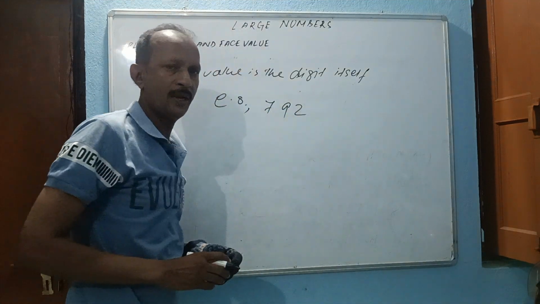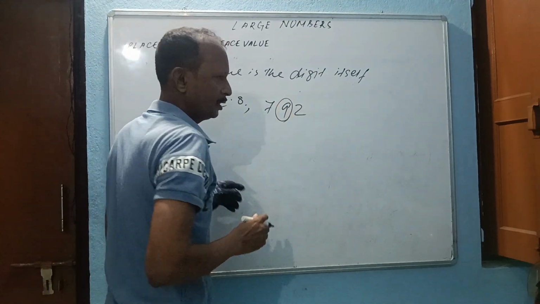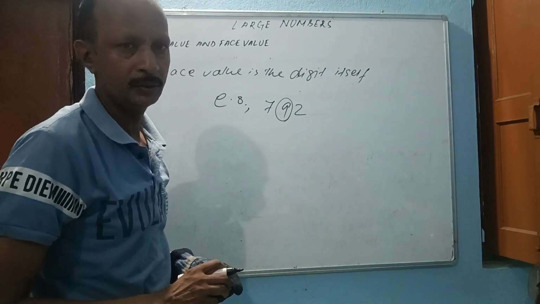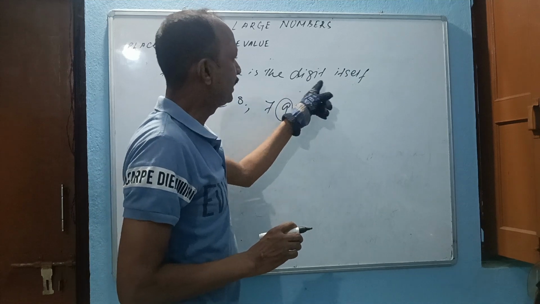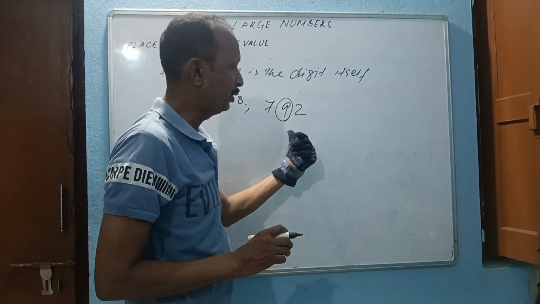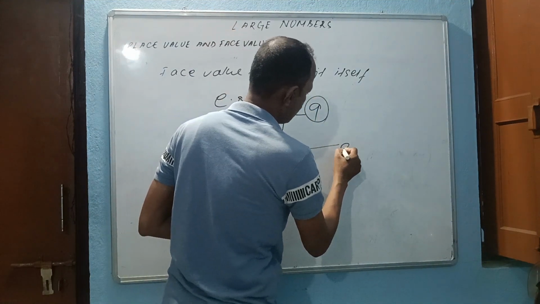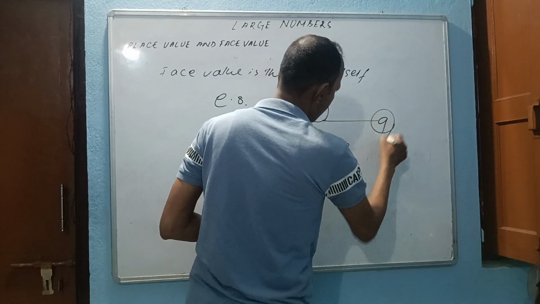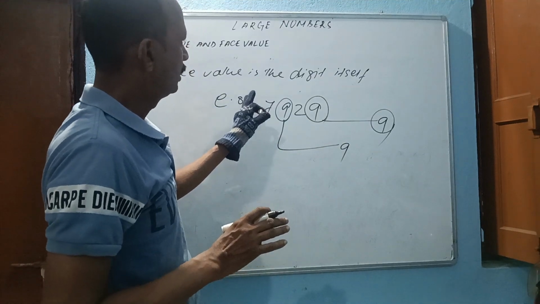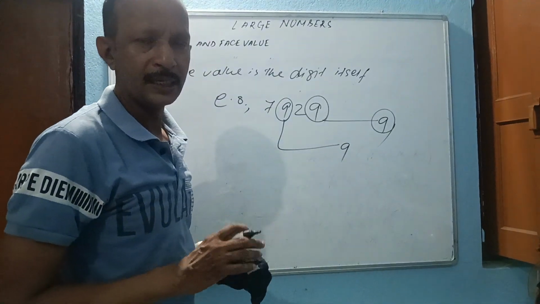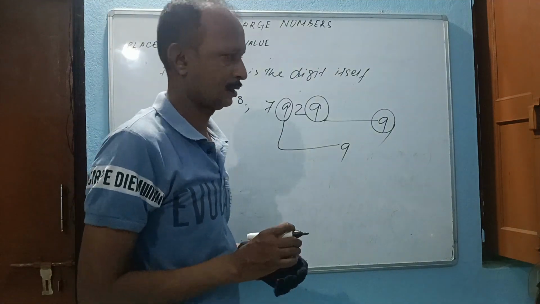792. 792 I have written. Okay. Here is the 9. What is its place value? Its place value is 90 as we studied, but its face value is the digit itself. Face value is 9. Suppose I have written one more 9 here. You see that its face value is also 9. That means the face value of any digit is the digit itself. Face value does not depend upon the place.